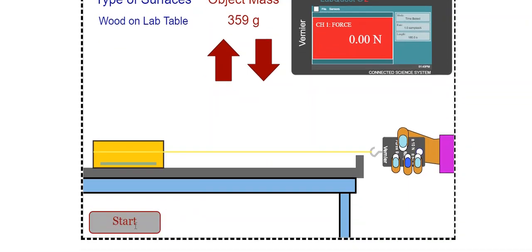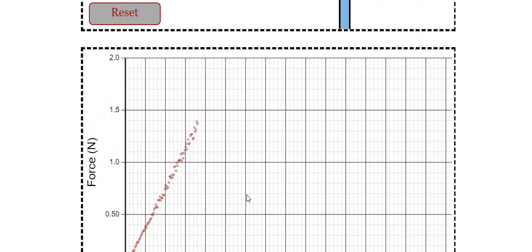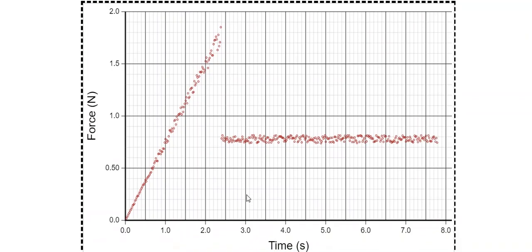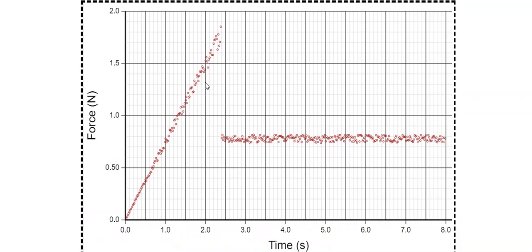Now, when you click Start, you see how we obtain a graph of force versus time. So in this graph of force versus time, this maximum value we get here is the maximum value of the force of static friction. Remember that the coefficient of static friction is greater than the coefficient of kinetic friction. So this maximum value we reach here is the maximum value of the force of static friction.